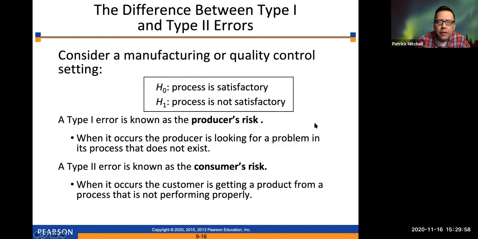So here's an example. Consider a manufacturing or quality control setting. The null hypothesis is that the process is satisfactory. The alternative is that the process is not satisfactory. A type 1 error is known as the producer's risk. When it occurs, the producer is looking for a problem in its process that does not exist. And a type 2 error is known as the consumer's risk. When it occurs, the customer is getting a product from a process that is not performing properly.